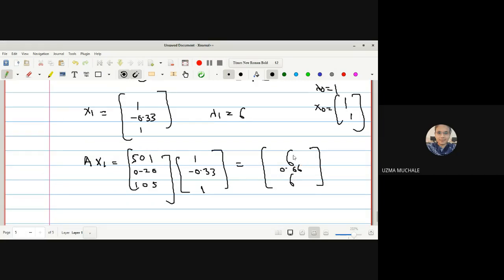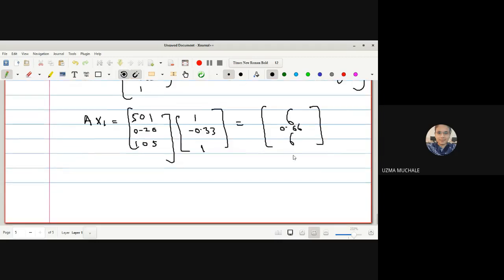Both are negative now, 0.66. Okay, now what will be x2? This is your x2, no? A into x naught is x1. X2 will be A into x1. In a very similar way to the method, we are going to solve it.